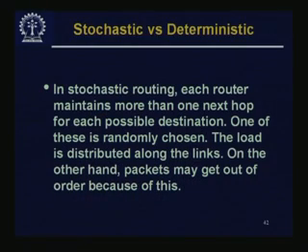The routing may be stochastic versus deterministic. In stochastic routing, each router maintains more than one next hop for each possible destination. One of these is randomly chosen. So, the idea is to distribute the load evenly. The load is distributed along the links.